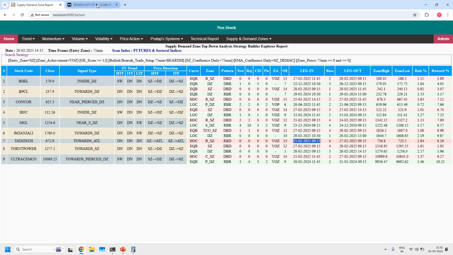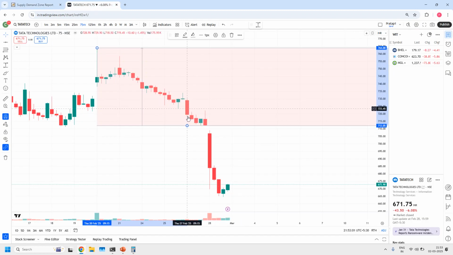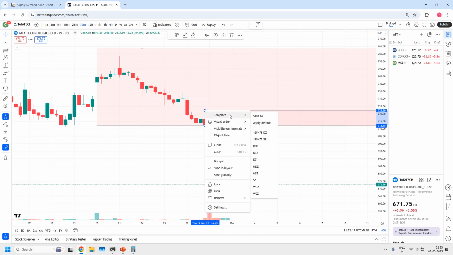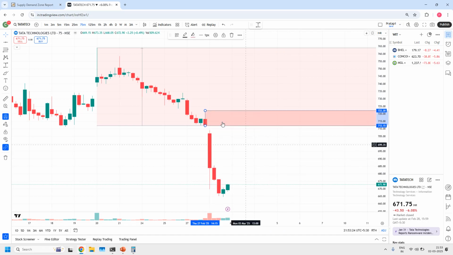Thinking I have very less time for recording further. But anyway, 25th, 9:15. Here we have 25th, 9:15, 1, 2, 3, 4 base candles, drop candles. Software is doing its job perfectly, but I am making mistakes. And finally, blaming my software. How it is developing such kind of zones. Okay, this is a 75-minute supply zone. This 75-minute supply zone is inside daily supply zone.